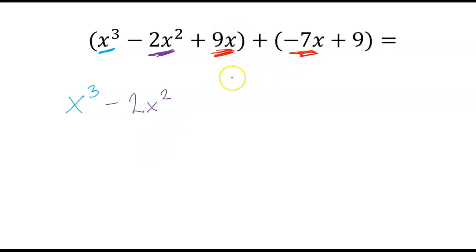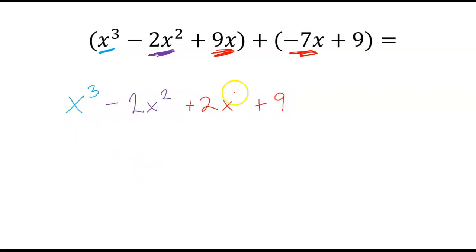Like terms. They're like terms because they both have x, right? So if I take 9x and I subtract 7x from it, 9x minus 7x is 2x, and I'm going to add it onto my polynomial down here. So 9x minus 7x is 2x, so that goes here, and then 9 has no like terms, so I'll just write plus 9. So now I have x to the third minus 2x squared plus 2x plus 9.